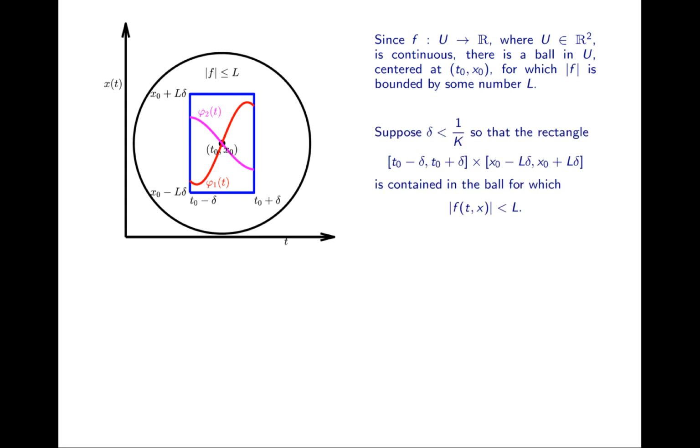Suppose delta is some number less than 1 over k for which the rectangle, illustrated here in blue, is contained in the ball for which f is bounded. So I have some blue rectangle. Right? The width of the rectangle is 2 times delta, and it's centered at t naught. The height of the rectangle is 2 times L delta, centered at x naught. And this rectangle is contained inside my ball for which f is bounded by some given number L.